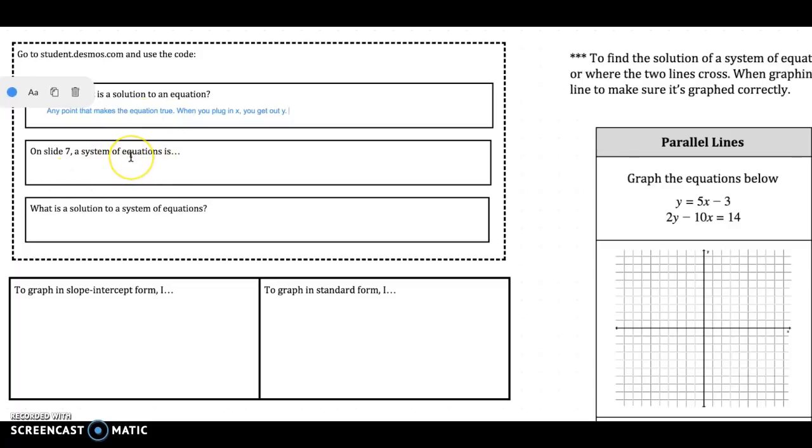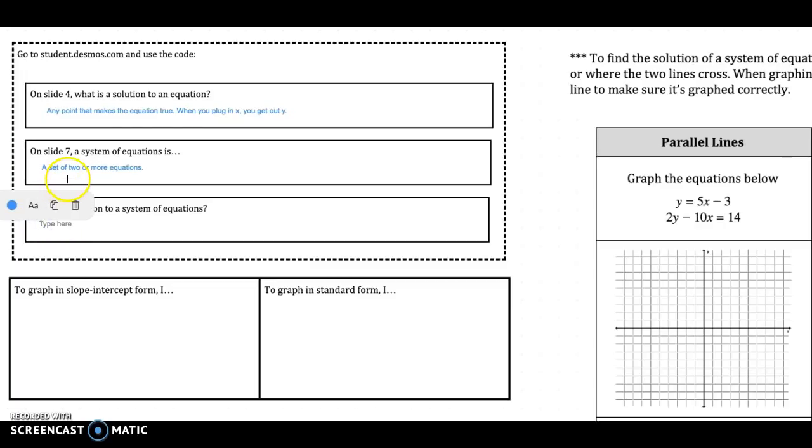Then it talks about a system of equations. So that's the new unit that we're moving into, our systems of equations. A system of equations is a set of 2 or more equations. So a system just means there's more than one.